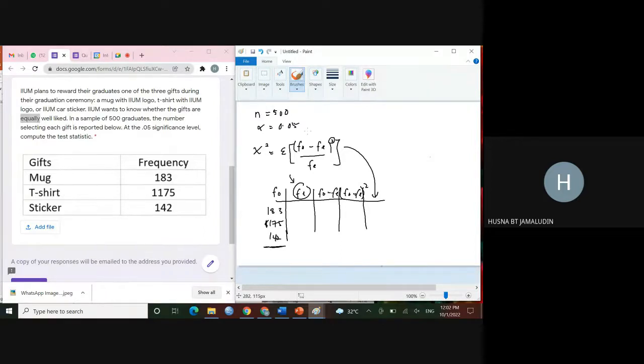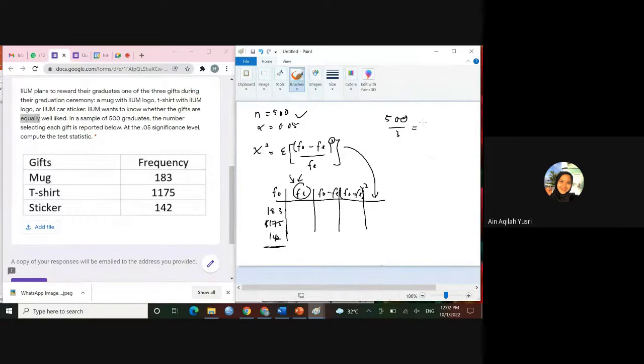Because the question said that IUM wants to know whether the gifts are equally preferred or equally well liked, we assume that the expected value should be equal for all these three gifts. So how to make them equal? You take the total sample, which is 500, and divide by 3 so that you get an equal amount. So what is the value? Anyone?